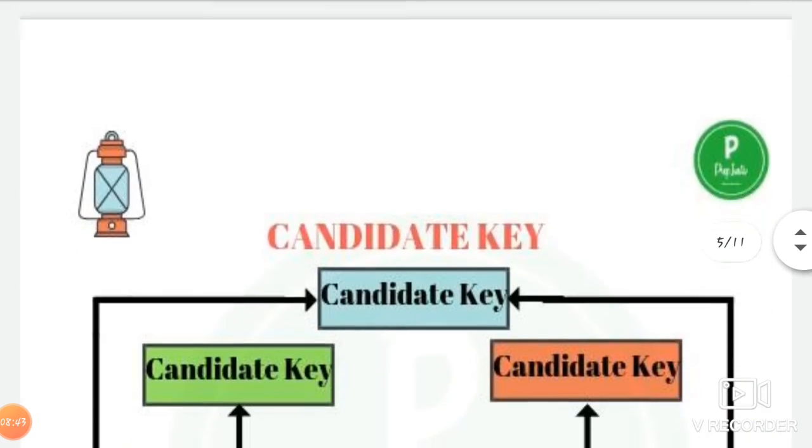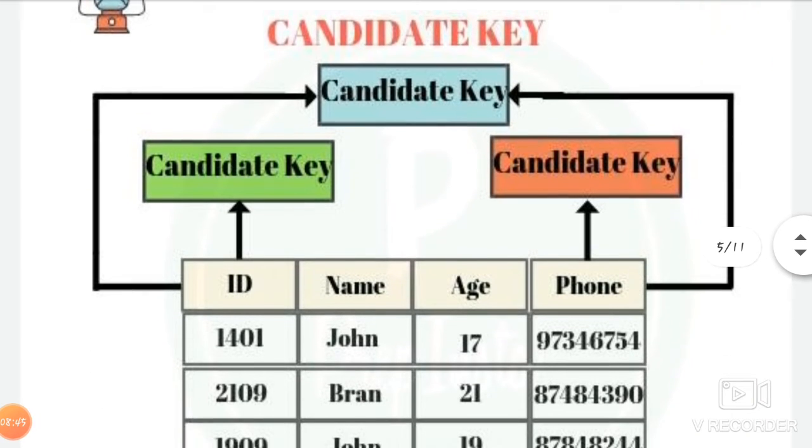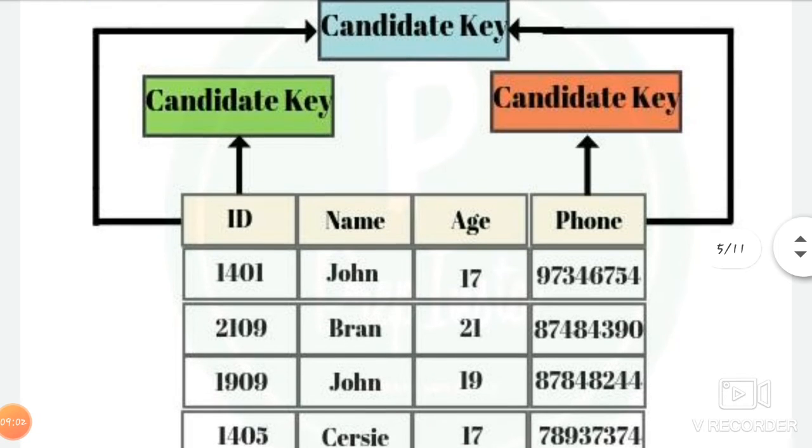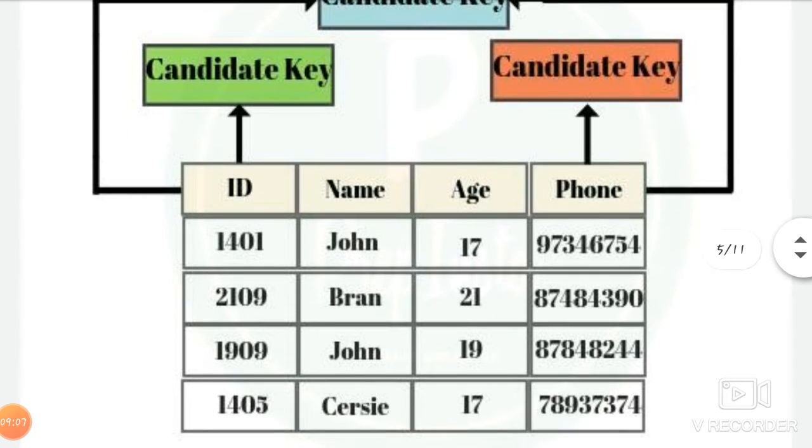Then we are going to see the candidate key. So look at this table. Here we have ID, name, age, and phone number. As I said, ID will be the unique one, right? Definitely no two persons will share the same ID. And name, I told you before, look at this table, there are two John. So it is not unique, so it cannot be taken as a primary key.